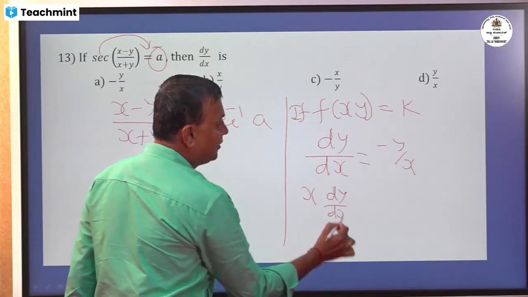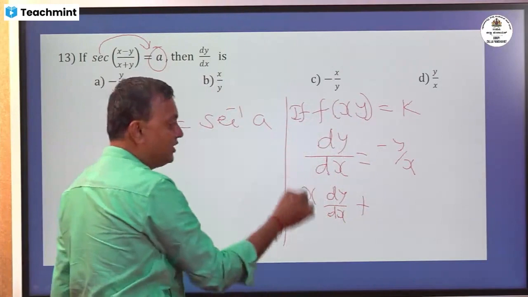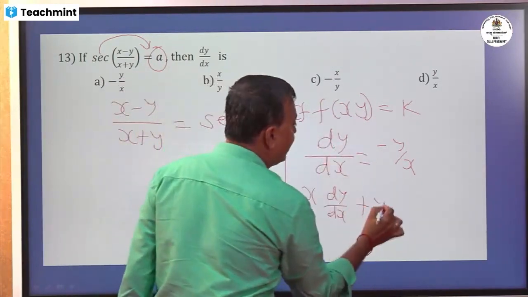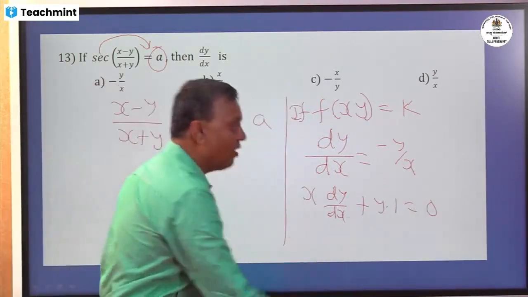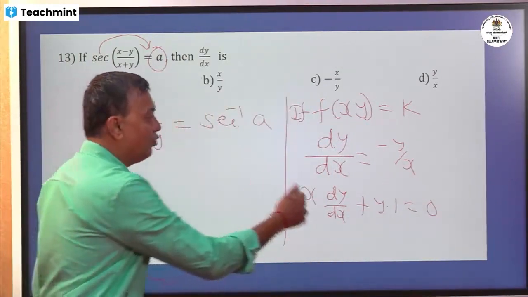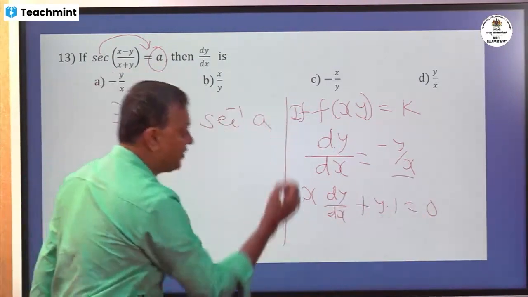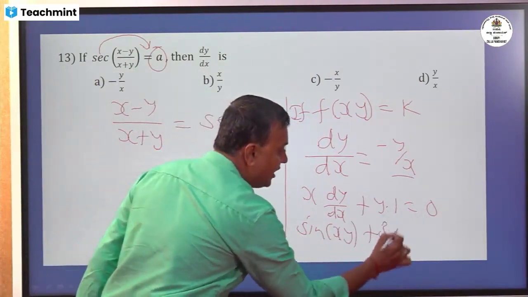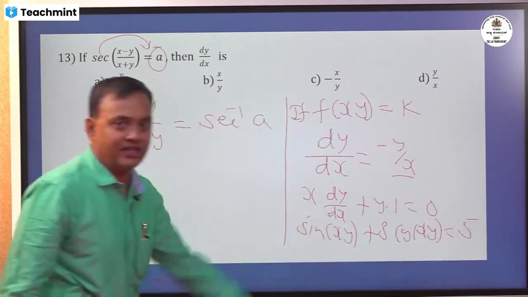Here, when you differentiate x into y, using the product rule, x into dy by dx plus y into derivative of x, 1. The constant k has derivative 0, so here dy by dx we get minus y by x. So for a function like this, for example sin of xy plus 3 cos of xy is equal to 5.